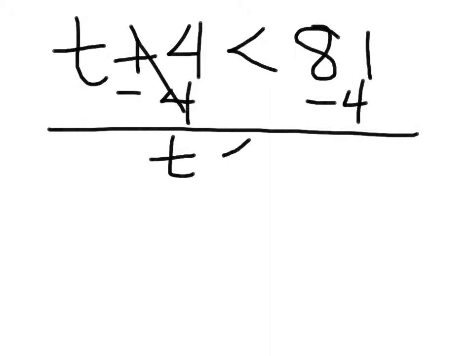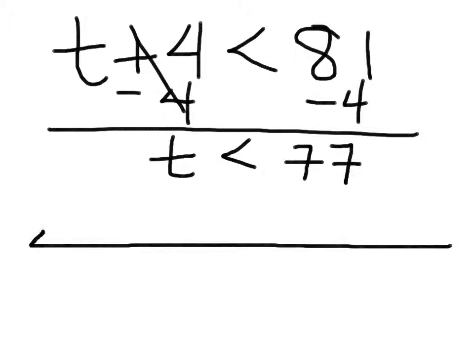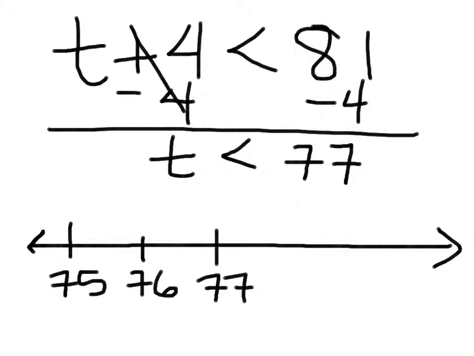T has to be less than 77. And then they want us to graph it on a number line. So again, I'd start probably at 75, 76, 77, 78, 79.